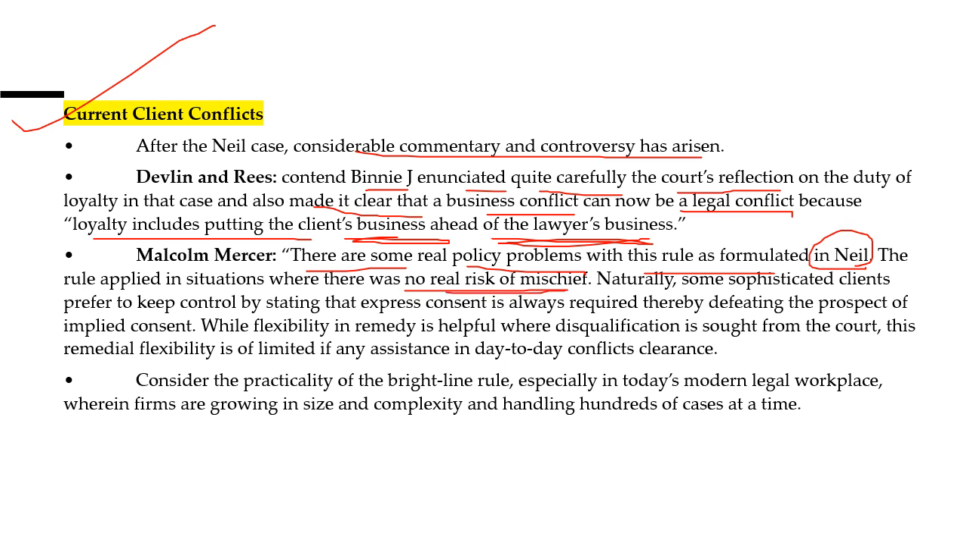Naturally, some sophisticated clients prefer to keep control by stating that express consent is always required, thereby defeating the prospect of implied consent. He said one should have an implied consent. If a client is putting forth another case before the same law firm where he already has another case, then it means that the person has already given implied consent. While remedial flexibility is helpful where disqualification is sought from the court, this remedial flexibility is of limited, if any, assistance in day-to-day conflict. So consider the practicality of the bright line rule, he says.